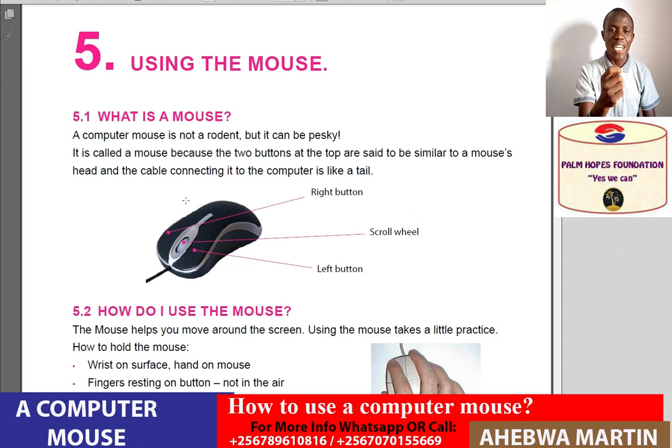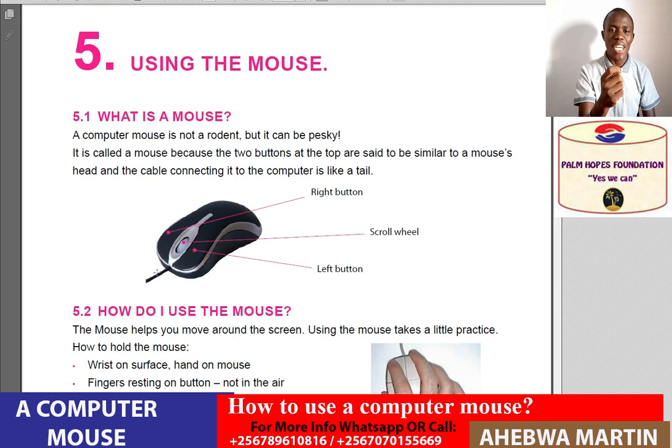Then they are indicating the buttons. We have the right button, or what we call the right scroll button, and we also have the scroll wheel here in the middle. Then we also have what we call the left mouse button, or the left scroll button. When we continue down, they are giving us information on how to use the mouse.